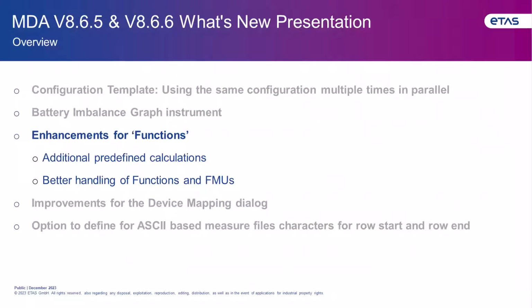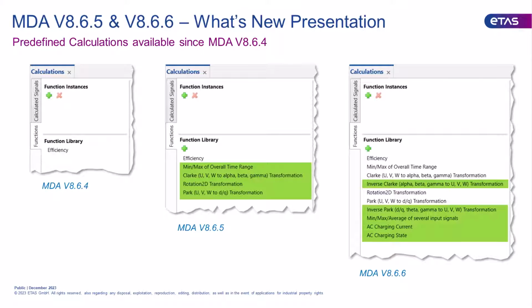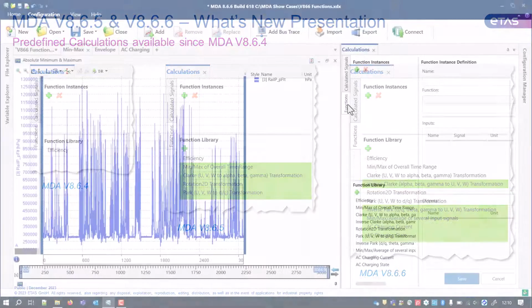The following section is about improvements for MDA's calculation functions. In the first part, I will show some new predefined calculations. As you can see on the slide, the number of predefined calculations delivered with MDA is continuously increasing since version 8.6.4. Also, with future releases, some further calculations will be implemented.